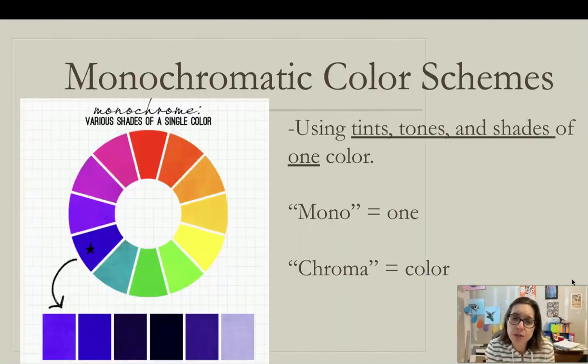And then we have another color scheme called monochromatic color schemes. This is where you're using the tints, tones, and shades of one color. Mono means one, chroma means color, so one color.